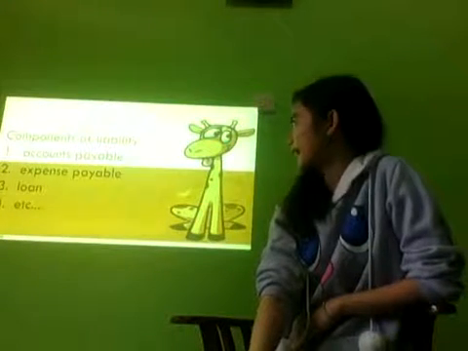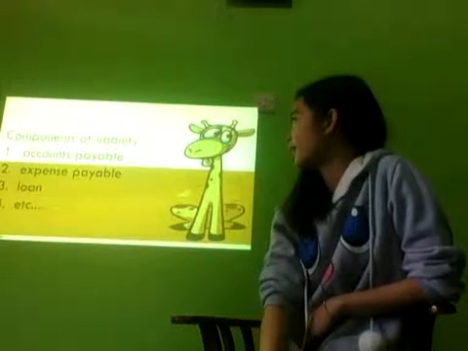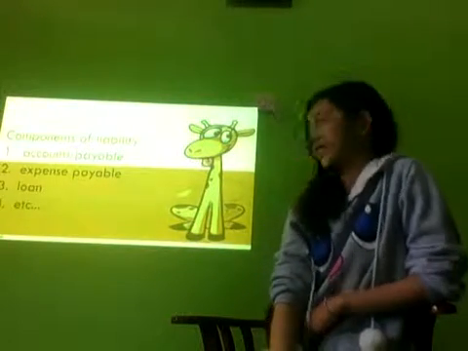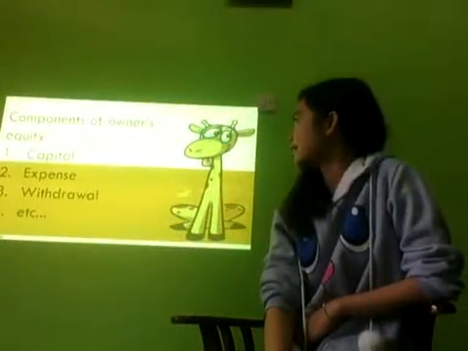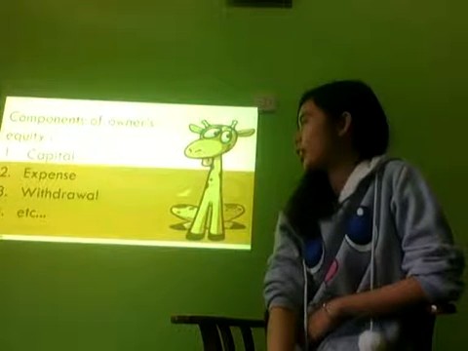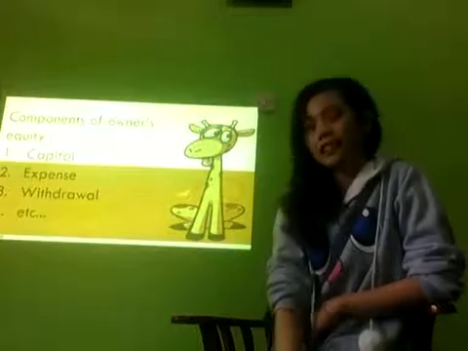Components of liability: 1. Accounts payable, 2. Expense payable, 3. Loan, 4. Equity. Components of owner's equity: 1. Capital, 2. Expense, 3. Withdrawal, 4. Equity.